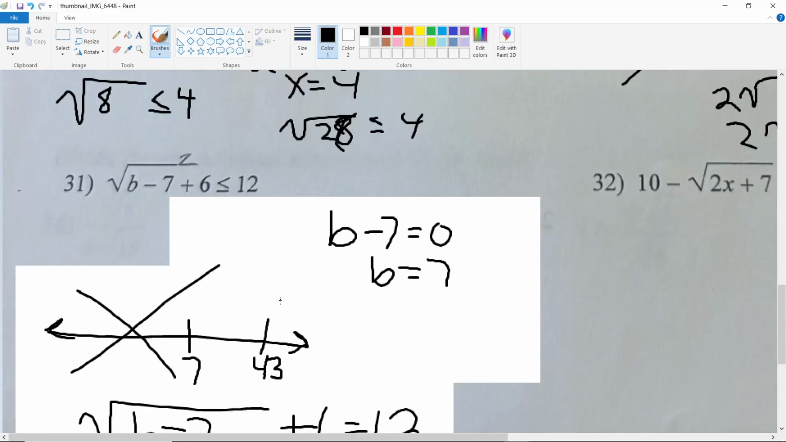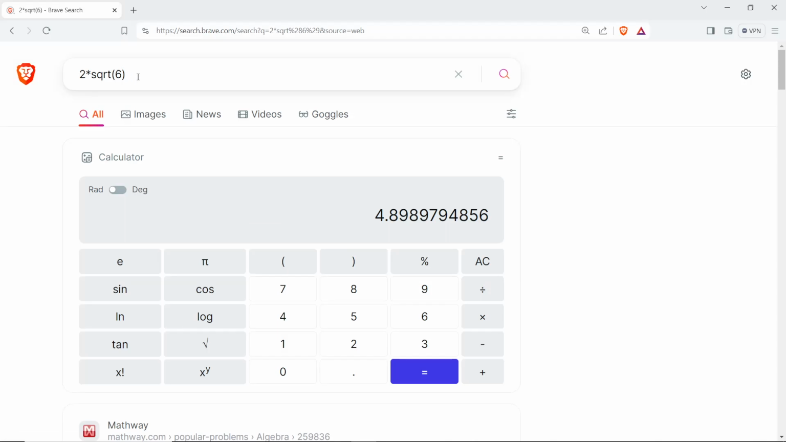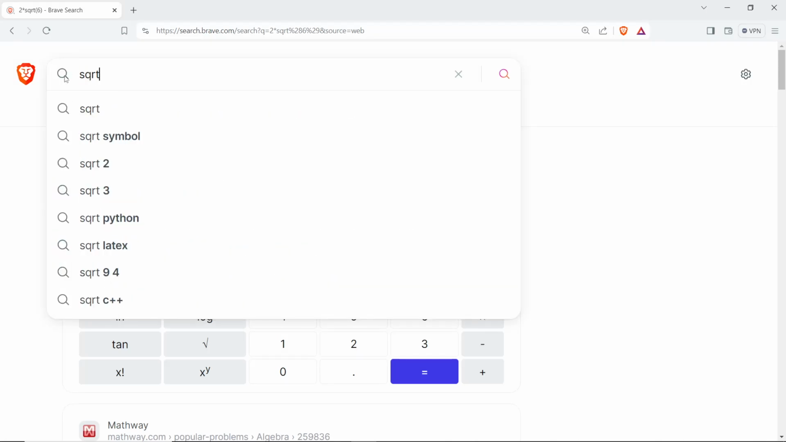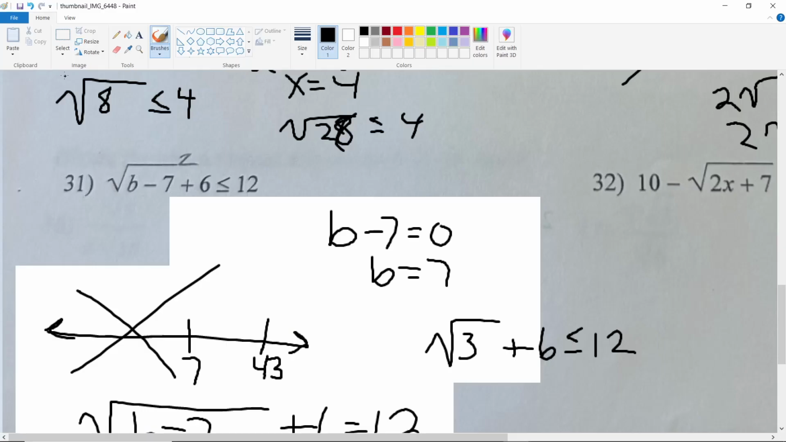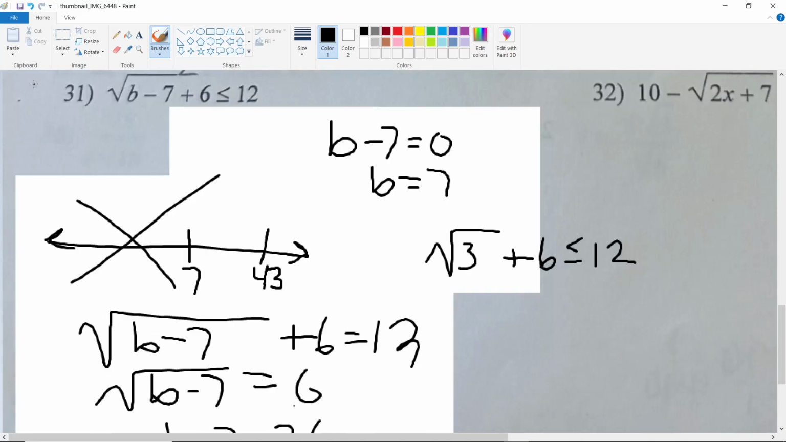Now let me check things less than 43, but greater than 7. Let me try 10. 10 minus 7 is 3. Square root of 3 plus 6 less than or equal to 12. Well, let me check it out. Square root of 3 plus 6 is 7.73. Yes, it is. So that works. Remember, 43 is included. That number that makes the square root is always included. 43 is included because it was originally less than or equal to. So it's between 7 and 43, including 7 and 43.